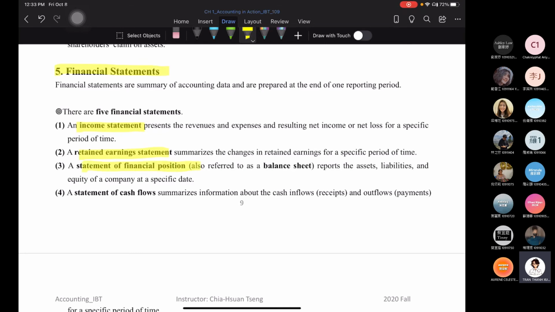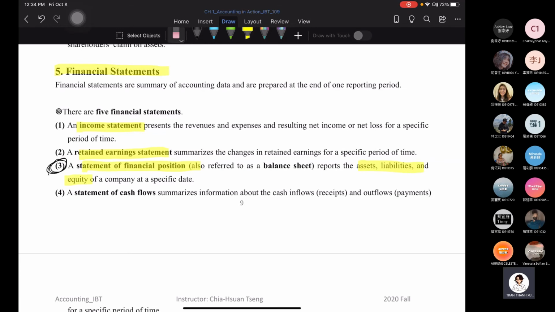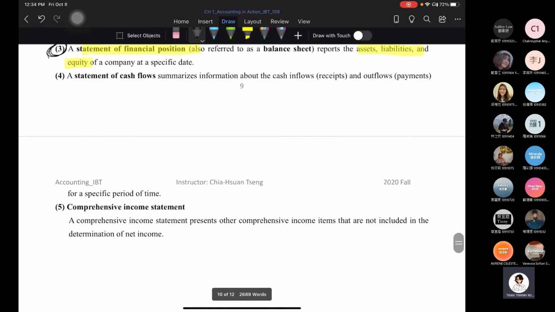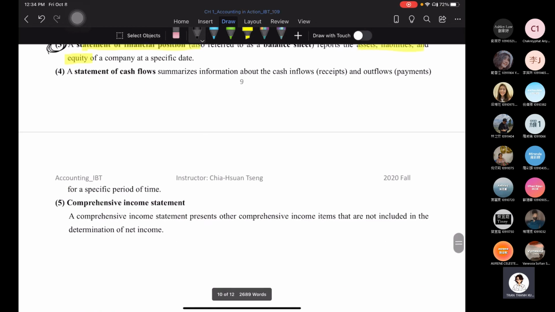And for the statement of financial position, it's really the long one. It must include assets, liabilities, and equity. If the teacher asks you to do only this part, you must first complete the first two to get the result for the third one. And the statement of cash flows and comprehensive income statement are not really common. Sometimes you will see the comprehensive income statement. This is just a short one. I can show you some examples later.